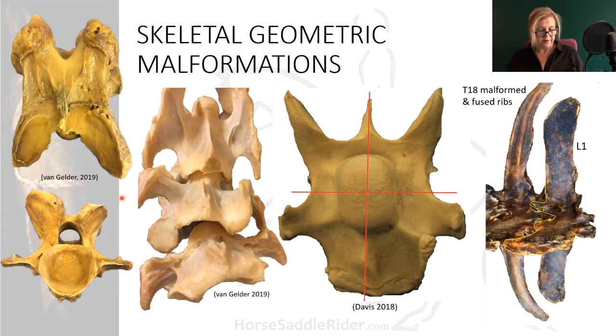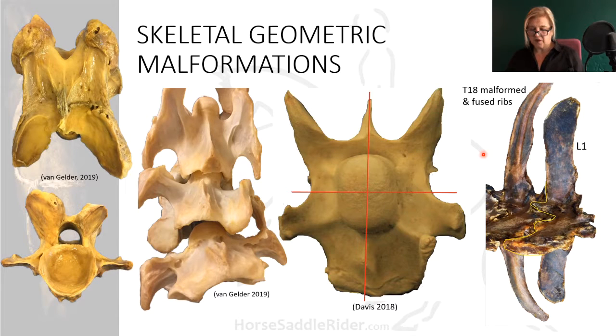Veterinarian Dr. Anne-Marie van Gelder in Holland has found these severe malformations of the cervical facet joints on dissection, whereby the articulating surfaces are so malformed as to be functionally incomplete.